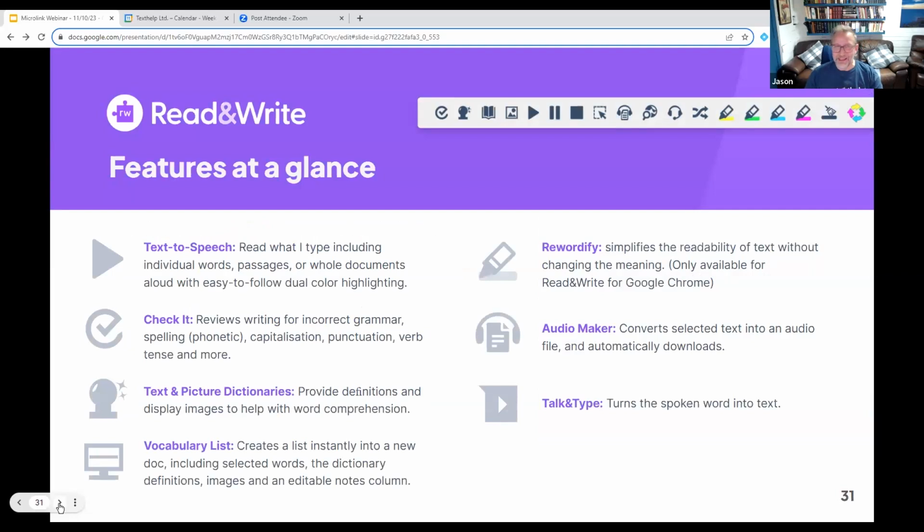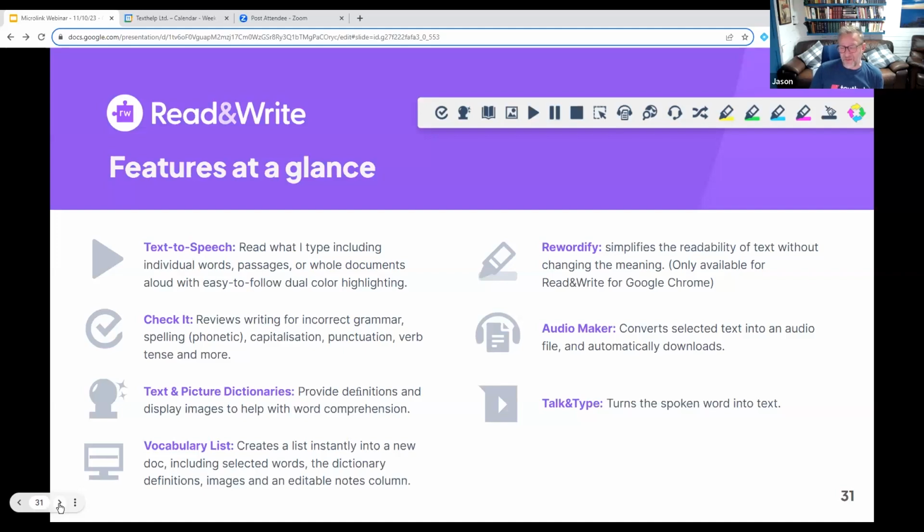So I'm going to touch on some of these features at a glance, and like I said, I'm not going to sit and give you a demo and a tour of the toolbar because that takes too much time, and that's not what we're about here today. We want to give you an introduction to these tools. So some of the features in Read and Write are things like text-to-speech, just being able to hit a play button and have that content read back to you. This is something that is particularly good for learners who speak English as a second language or learners with dyslexia.